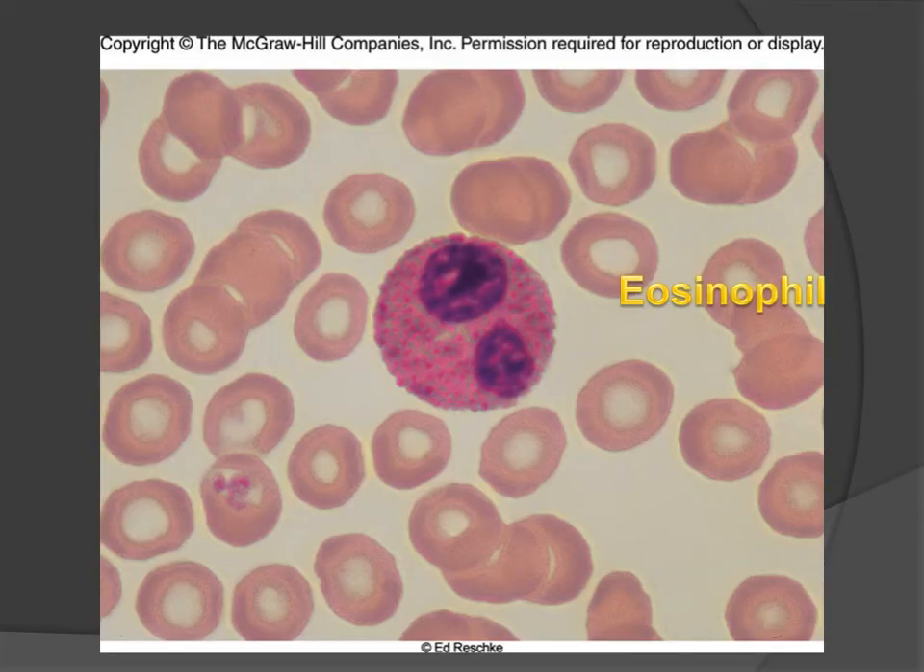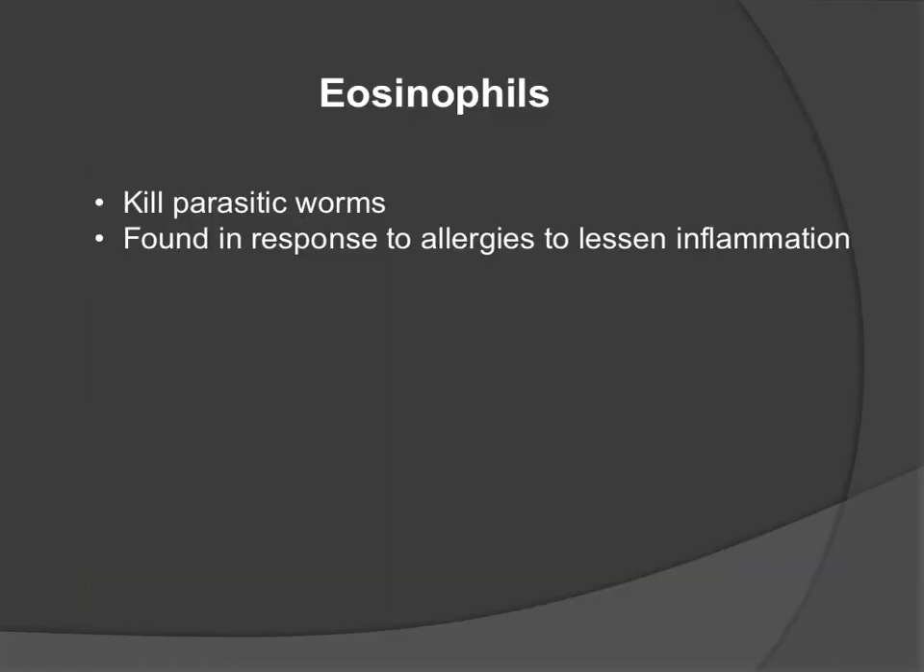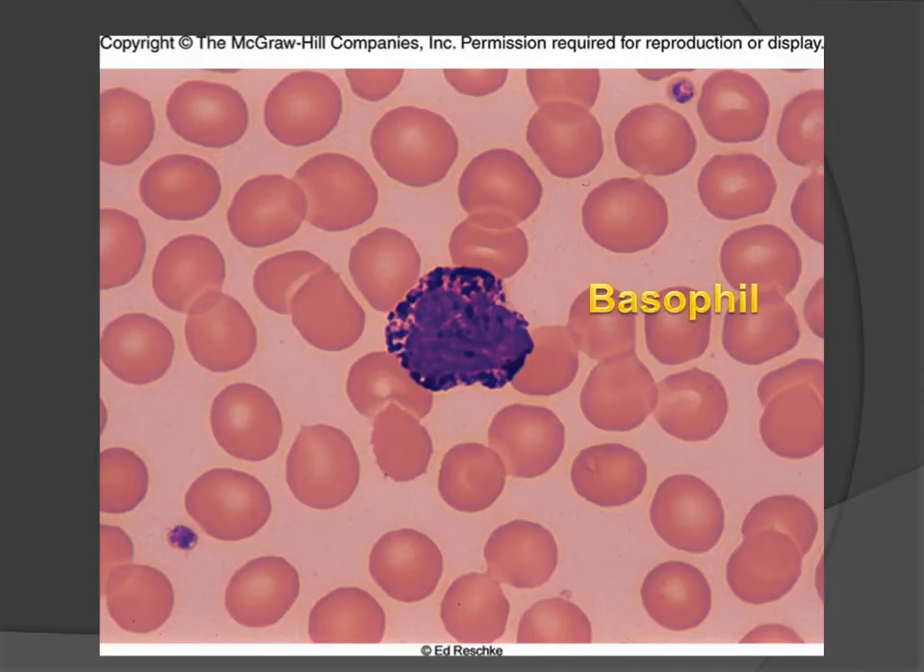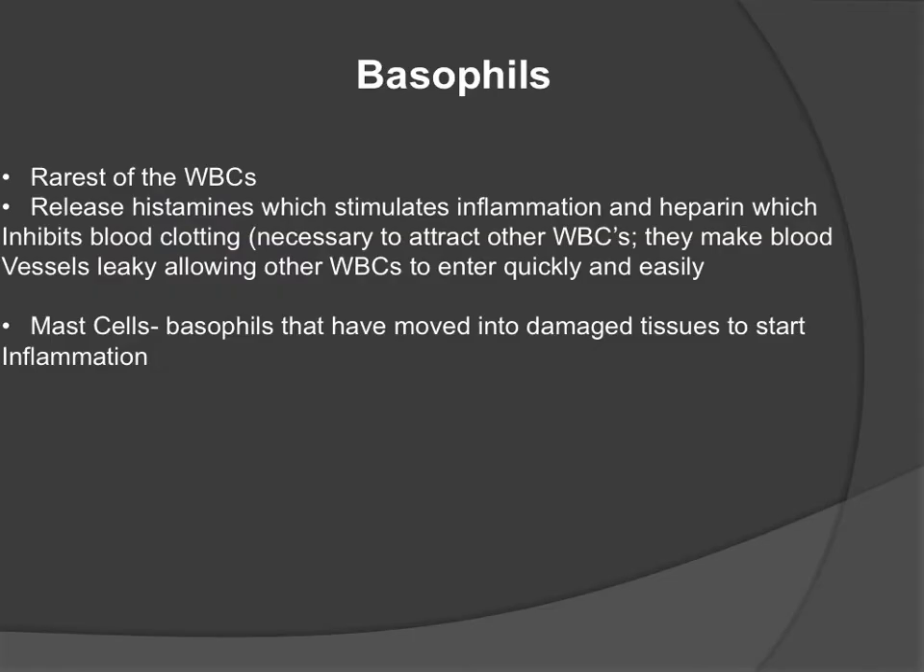Next, we have the eosinophil. These kill parasitic worms, and they are found in response to allergies to lessen inflammation. The next one we have is our basophil. They are the rarest of the white blood cells. They release histamines, which stimulate inflammation, and heparin, which inhibits blood clotting. And then we have something called a mast cell. This is a basophil that has moved into damaged tissues to start inflammation.